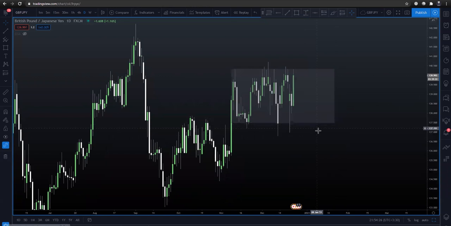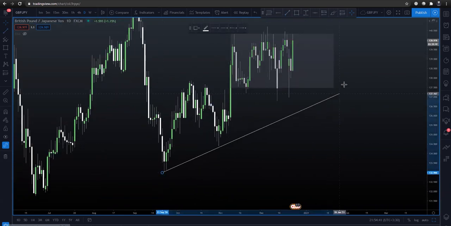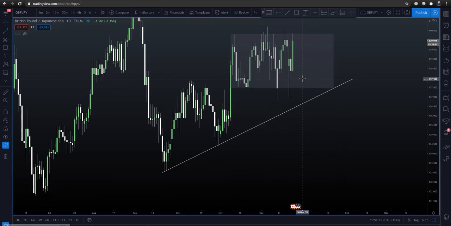Or even if it goes down, it will be much harder because these areas are so important. We have all of these wicks in this area, and we have this trend line too. So it will be much harder if it goes down completely. We would need maybe some news to bring the price down.